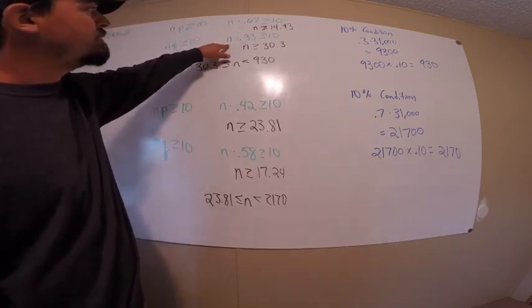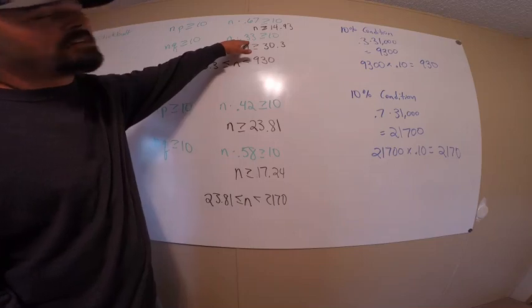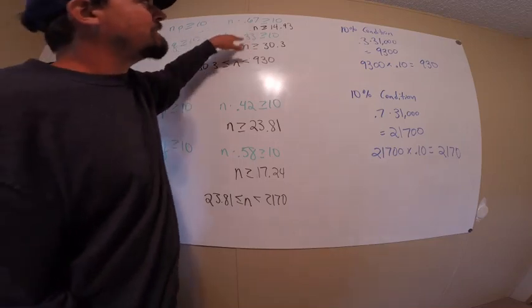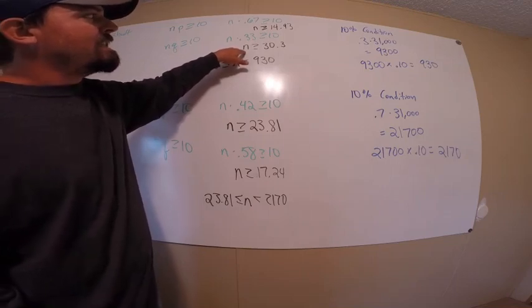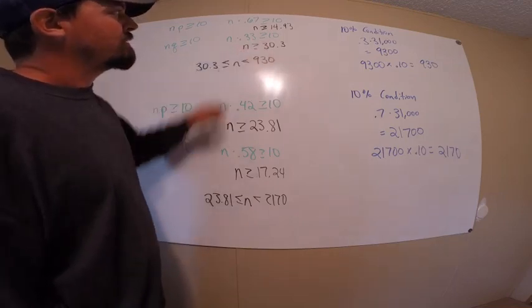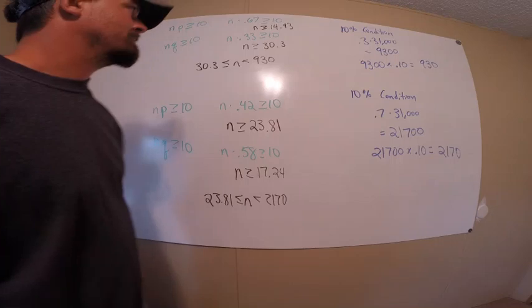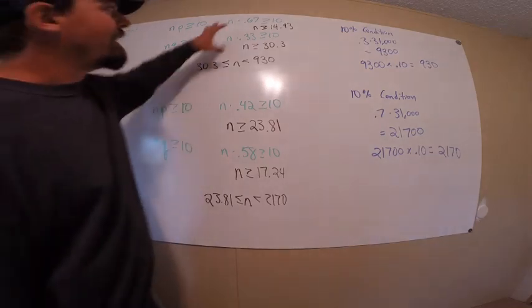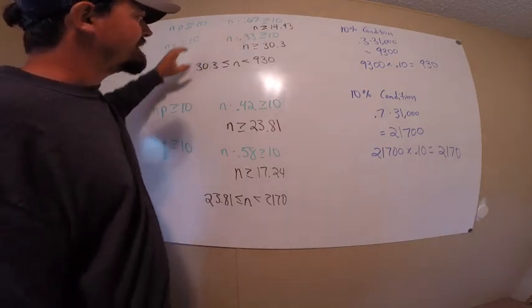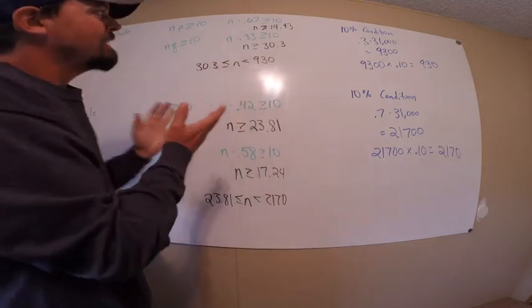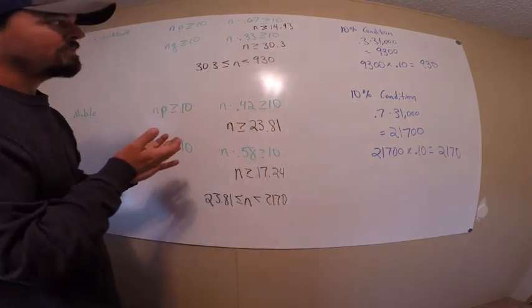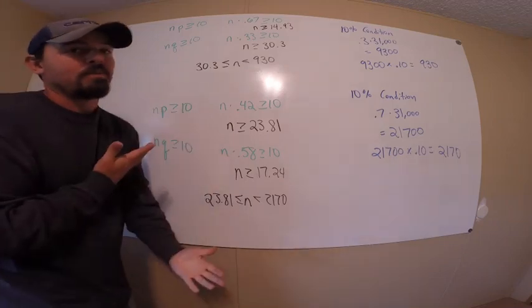If I look at nq, q here is 0.33 because 1 minus p is our q. If I back solve for n here, then I get n is greater than or equal to 30.3. All I did is divide 10 by 0.33. Now I've got to pick one of these, and that's got to be my lower bound for n. As long as n is between these two bounds, we can say it's normally distributed. If it's not within those bounds, it can't be normally distributed.